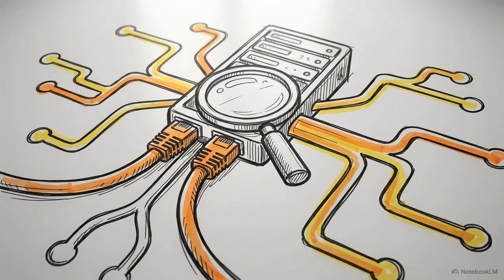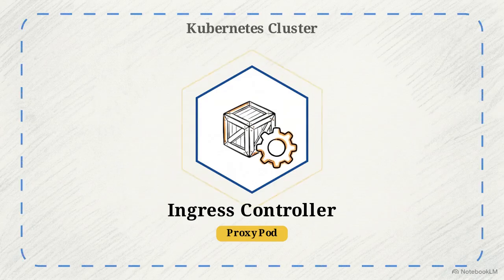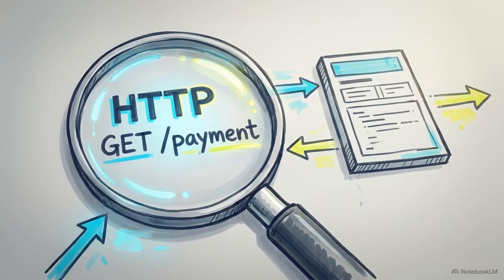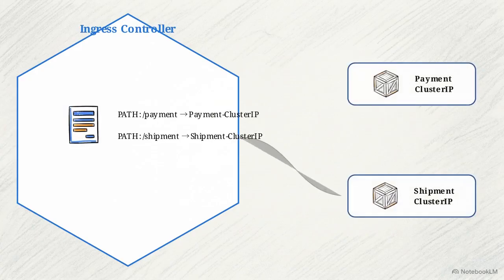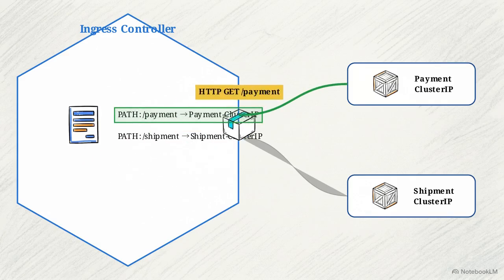To prevent this infrastructure bloat, Kubernetes utilizes the application layer, Layer 7, using an ingress controller. An ingress controller is a specialized proxy pod, like Nginx, running inside the cluster. Because it operates at Layer 7, the ingress proxy can look inside the HTTP request to read the specific URL path the user requested. It acts as an API gateway, comparing that URL path against a set of routing rules you define. When the ingress pod identifies a request for the payment directory, it forwards that traffic directly to the dedicated ClusterIP for the payment microservice.